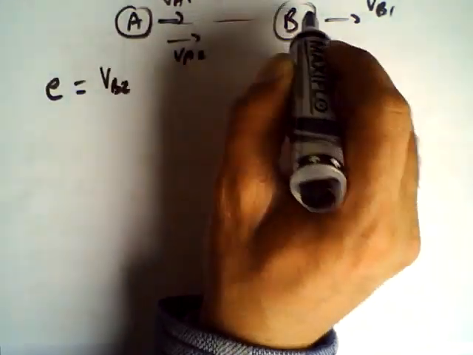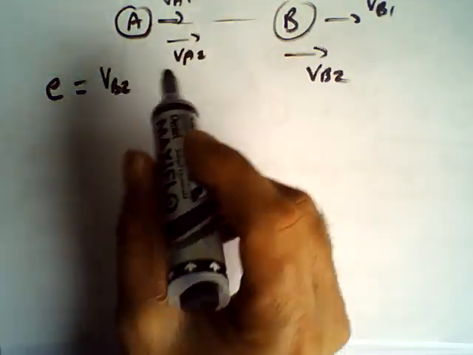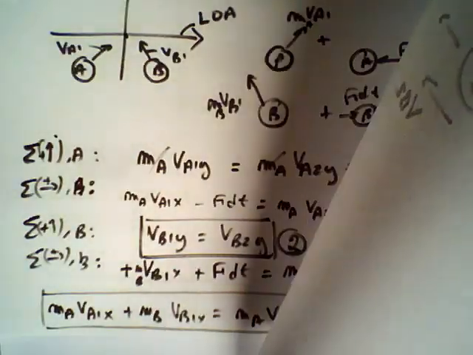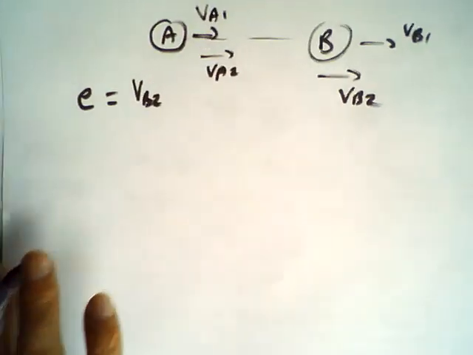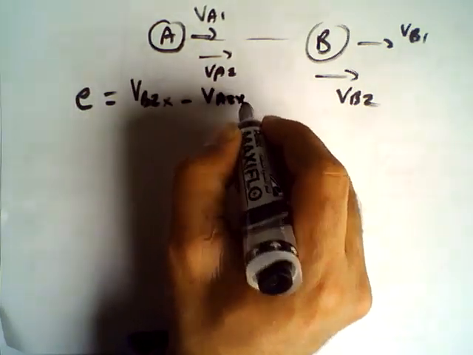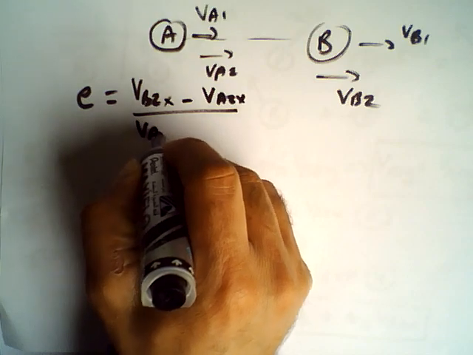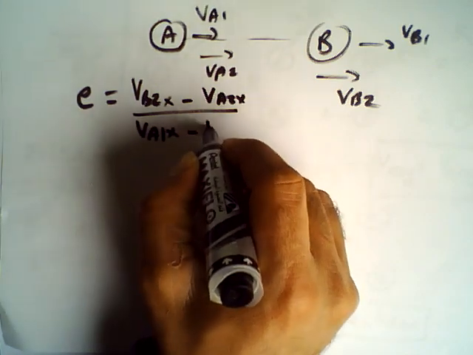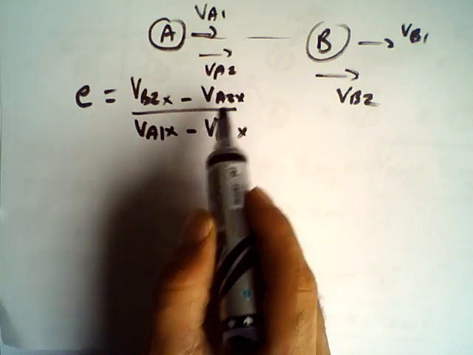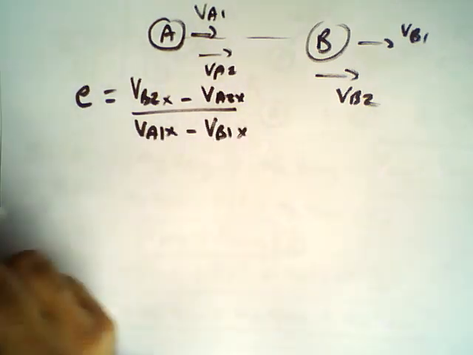So be very careful that the coefficient of restitution only applies along the line of action. In this case, this is my line of action. In our case, the line of action is going to be along the x direction, right? So it would be what? VB2x minus VA2x divided by, and this is the definition, VA1x minus VB1x. Alright, VB2x minus VA2x divided by VA1x minus VB1x.